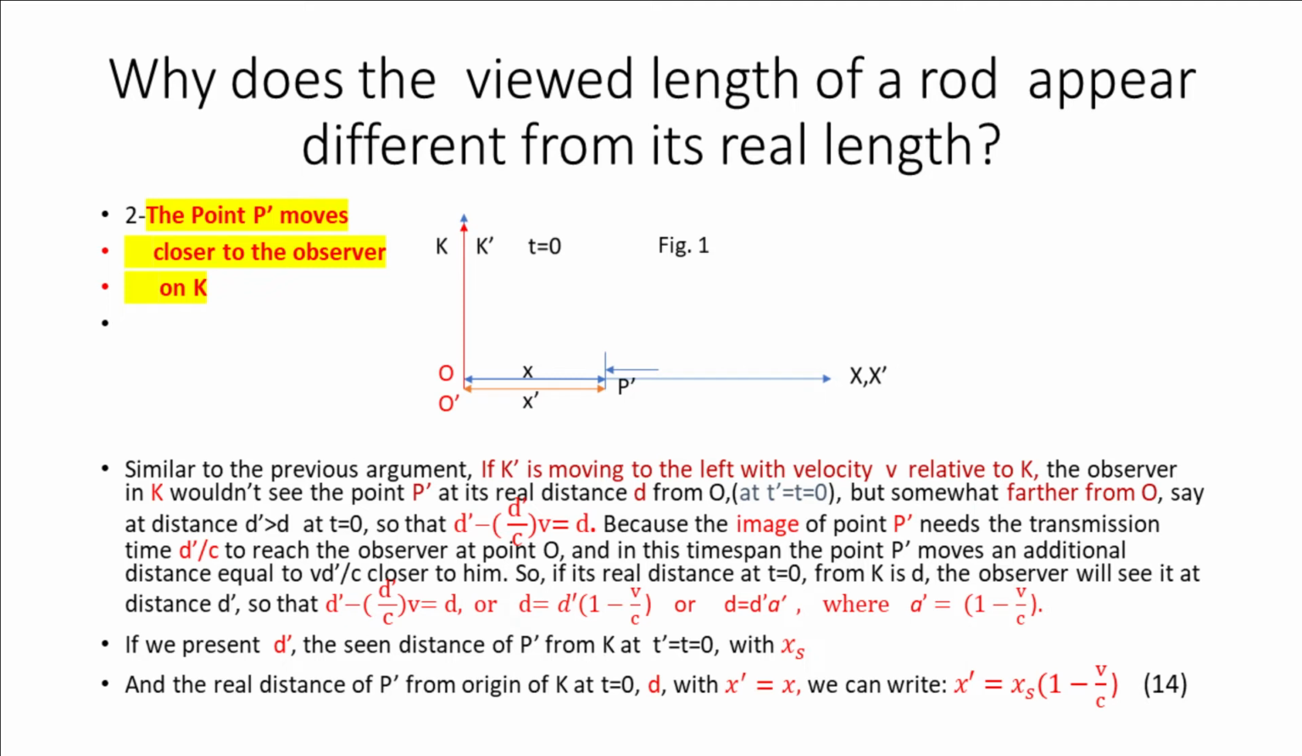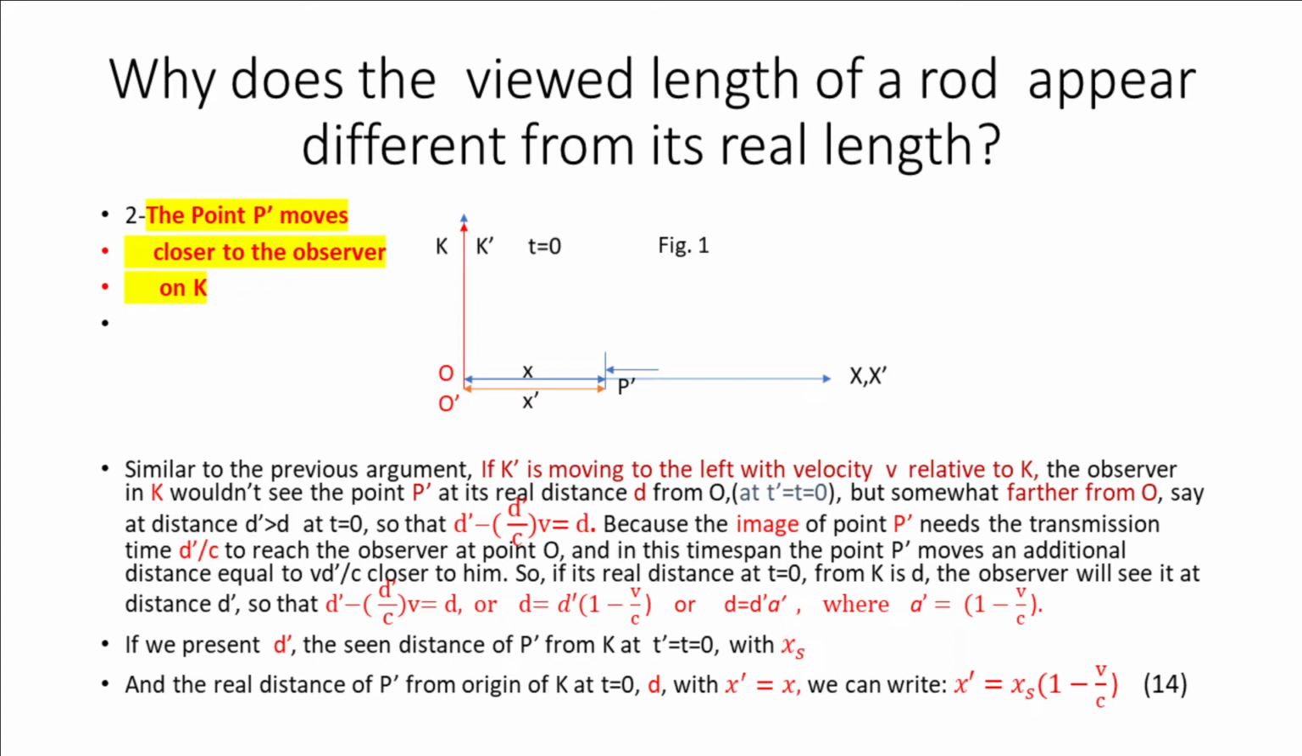Similar to the previous argument, if K' is moving to the left with the velocity v relative to K, the observer in K wouldn't see the point P' at its real distance, d, from O, at t equals 0, but somewhat farther from O, say at distance d' greater than d, at t equals 0, so that d' minus v times d' over c equals d.